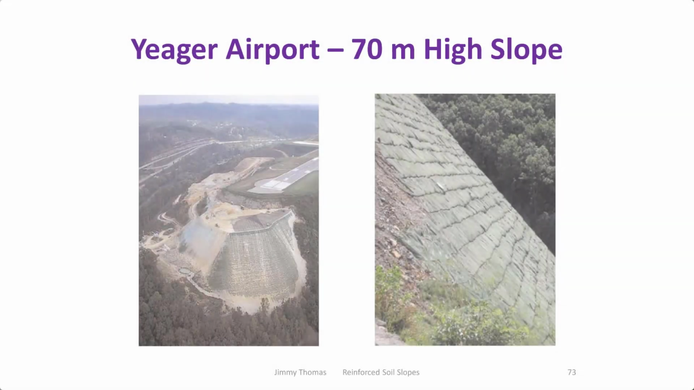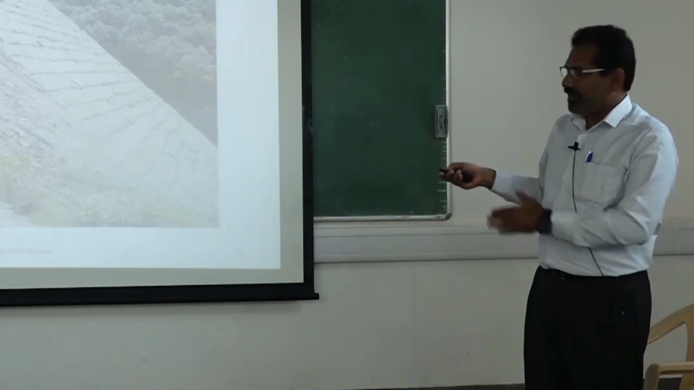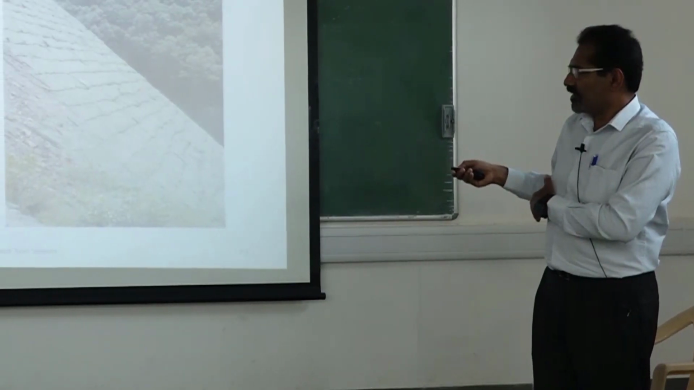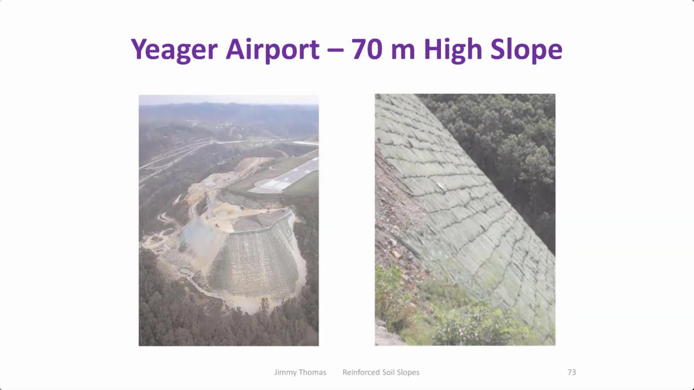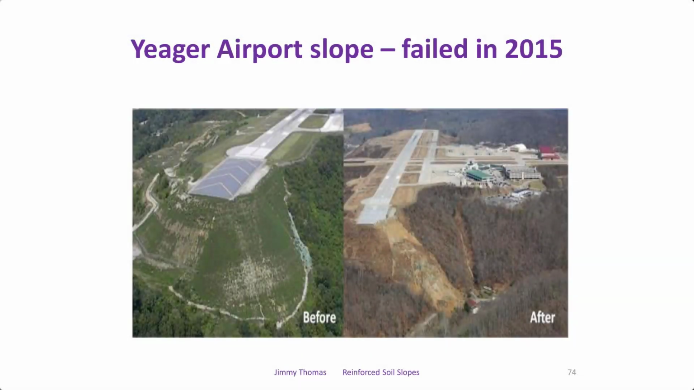Then this is one famous example in the USA. It is a 70-meter high slope. I think it was 45 degrees, but one of the highest slopes at that time, with a wraparound and a vegetative facing. After construction, it was actually for an airport, what we call a tabletop airport in a hilly area. Suppose you want to get the runway length, you have to do a lot of filling, and for that we need this slope stabilization. So after about 8 years or so, there was a major failure.